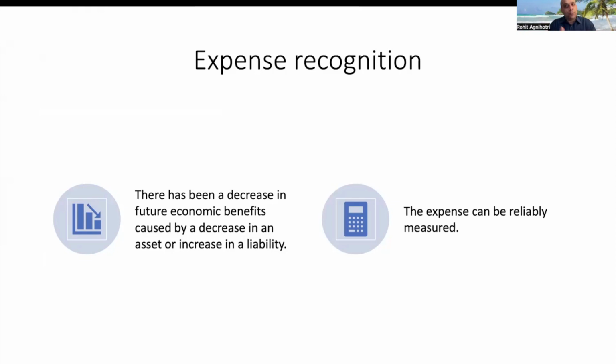And the second one is most logical. Your expense should be reliably measured. How can you record a business transaction if you don't know how much to record? So this is more logical. Same thing with the revenue and expense. Remember I said in the revenue part also, it has to be very logical. You should be able to record. You should know exactly how much you're recording.